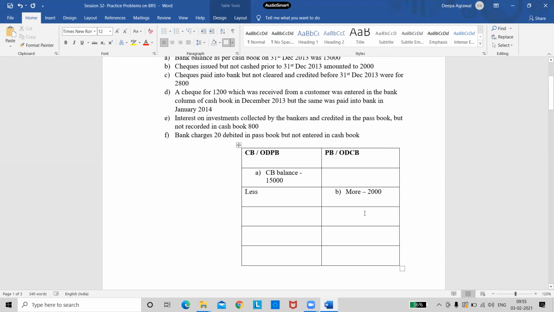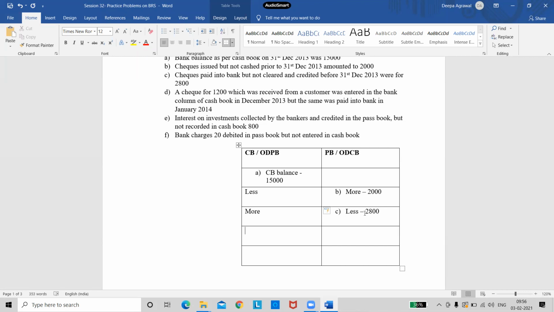Now I go to the next transaction. That is CBIT. Checks paid into bank but not cleared and credited. Again, we said that cash book is recording this entry first. And if cash book is recording, the balance of cash book will be more. So automatically the balance of passbook will be less, and it will be less by rupees 2800. Right? I'll move to the next transaction.